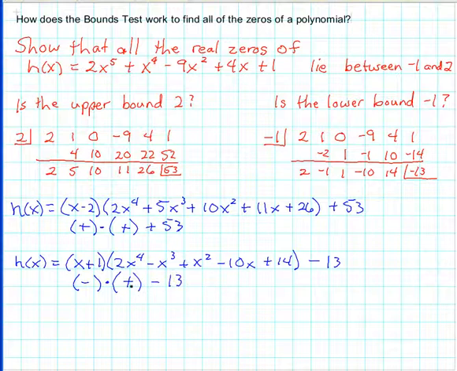I have a negative times a positive, which is always a negative, and I'm taking from that negative number, whatever it is, and subtracting off another 13. This will always be negative. It can also never be equal to 0. Therefore, -1 is an appropriate lower bound of this function. That's why the bounds tests work.